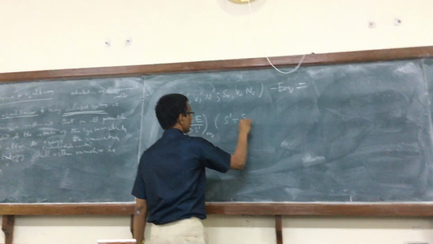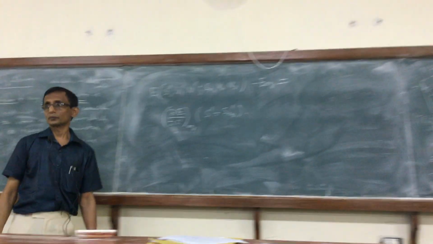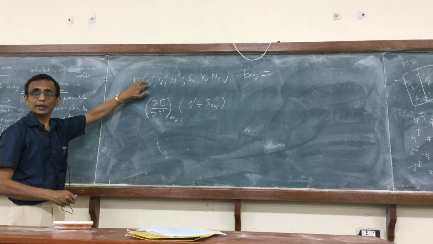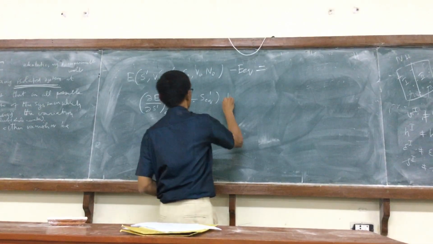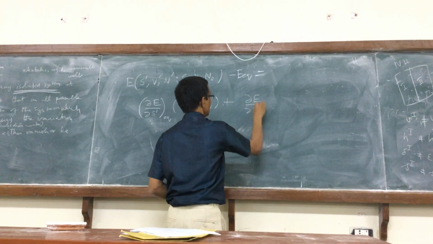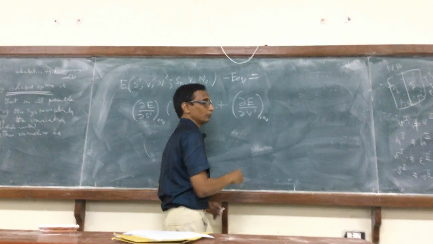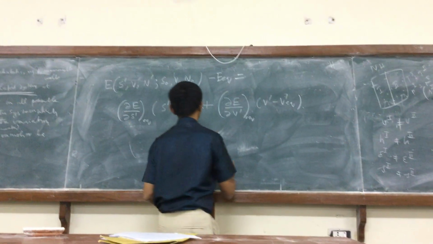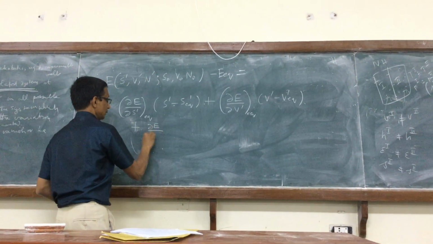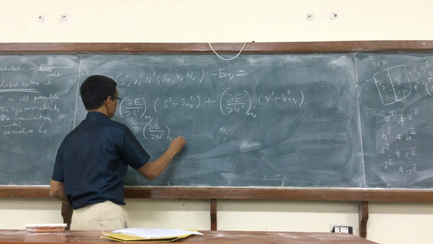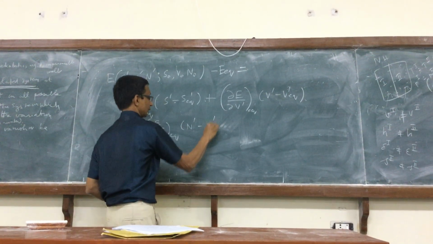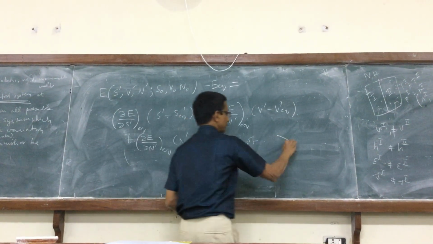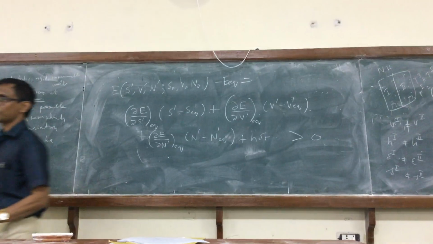Times this. Right? So I look at what is the corresponding equilibrium S prime. So that's what I have. Plus dE by dT prime at equilibrium times T prime minus T prime equilibrium, plus dE by dN prime at equilibrium times N prime minus N prime equilibrium, plus higher order terms. This has to be greater than 0 is what we said.